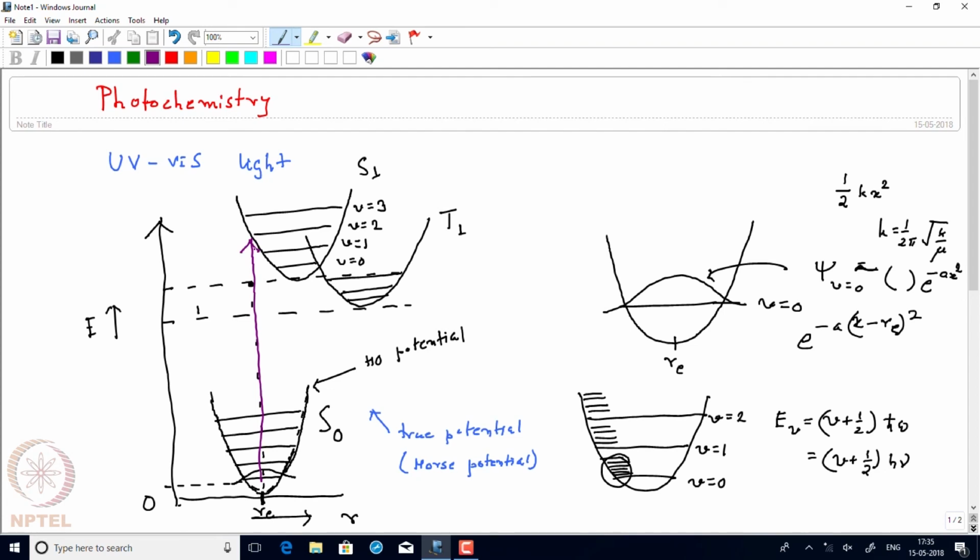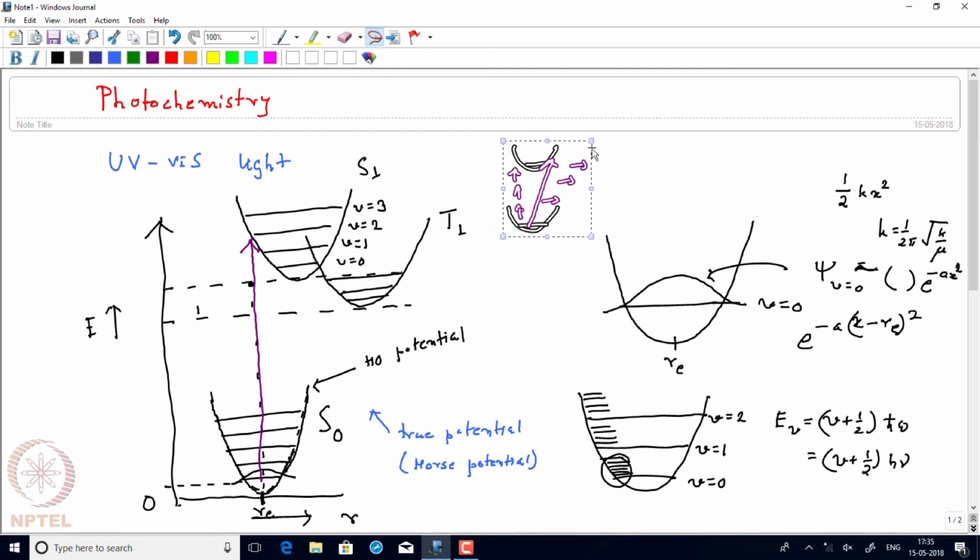If there was a change in bond length, suppose I had something like this, and I'm starting from here, and during the transition I'm having a change in bond length, then I can represent it like a tilted arrow, because as I'm exciting up, I'm also shifting in this coordinate. But it doesn't make sense, so we do not make this approximation here.